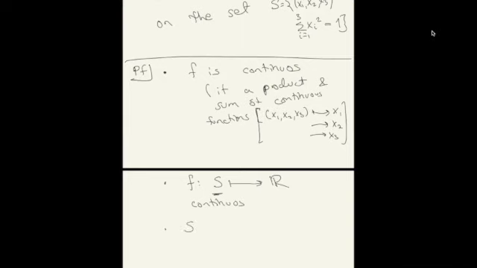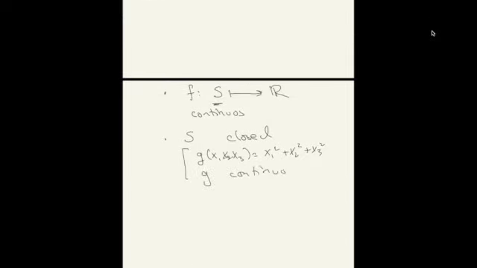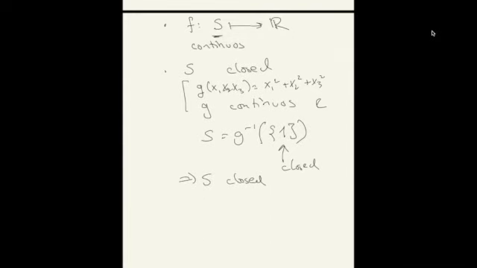And S is closed. The easiest way of seeing this is that we define another function, g of x1, x2, x3 to be x1 squared plus x2 squared plus x3 squared. Then this function is continuous. And the set S is equal to the pre-image of the set {1}. This is a closed set, and pre-images under continuous functions are closed, so S is closed. Again, this is something that we will have a separate video on. Okay, so we have a closed set.